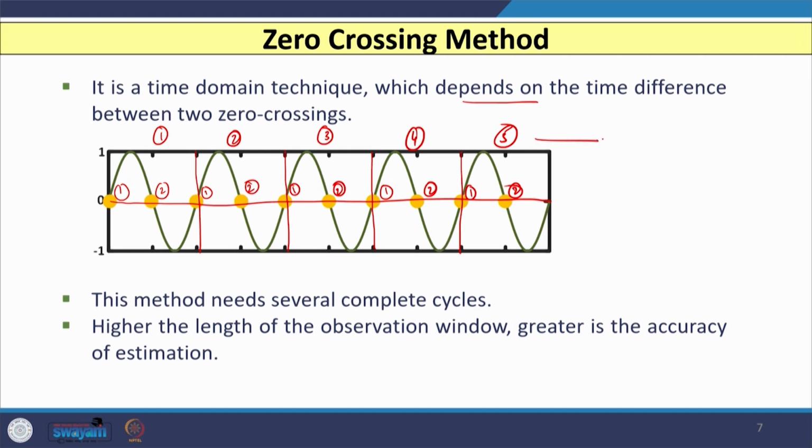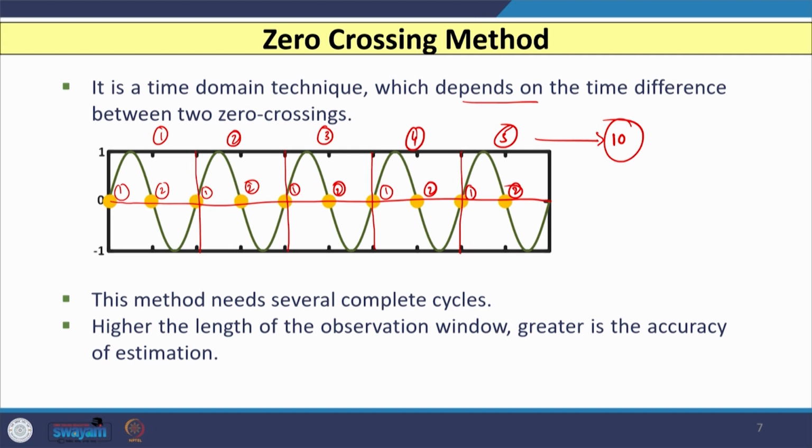So, total 10 zero crossings are there in these 5 cycles. Now, this method, that is the zero crossing method, needs several complete cycles. As you can see here in the waveform, I have shown 5 cycles. So, these cycles are required.